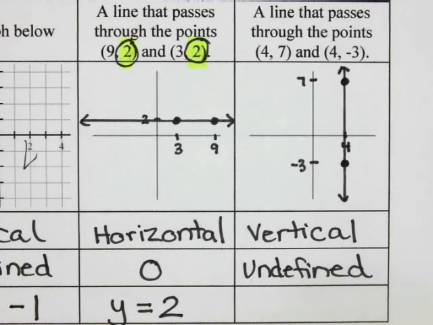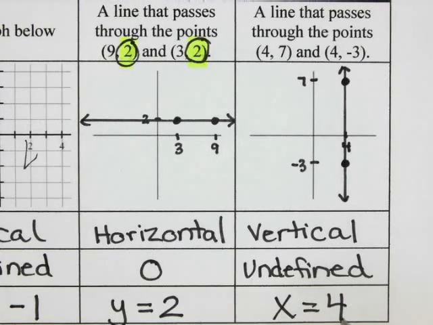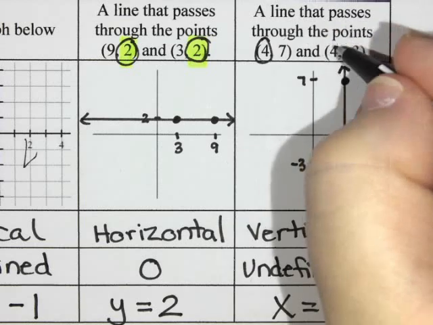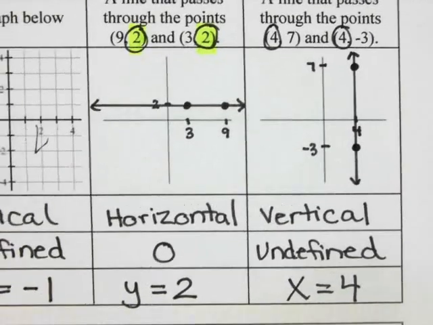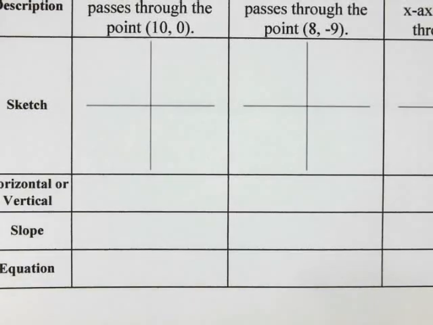And my equation, well, I noticed that it crosses through the x-axis at 4. So it's going to be x equals 4. I also would notice that because they both have an x value of 4 in both points. Okay, let's try our next row.